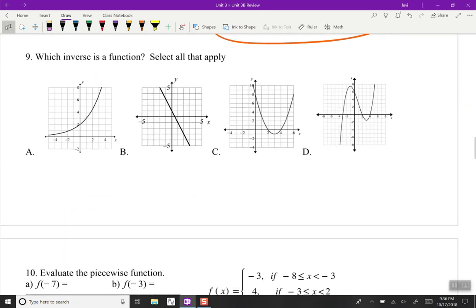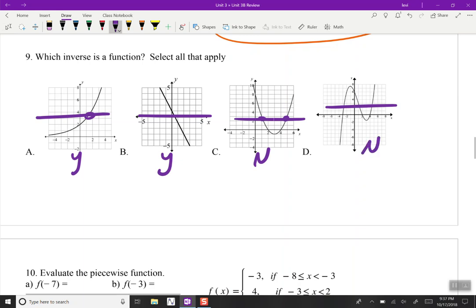9. Which inverse is a function? Select all that apply. So that was, if you remember, our horizontal line test. So if our inverse is a function, that means that we could do a horizontal line. We're only crossing at one point, so yes, that's a function. Cross at one point, yes, that's a function. Cross at 2 points here, so no, that's not a function. And cross it way more than 1, 2, 3 points there, so no, that's not a function.